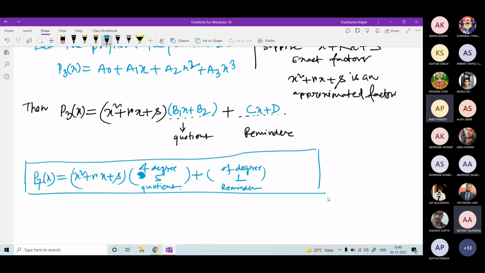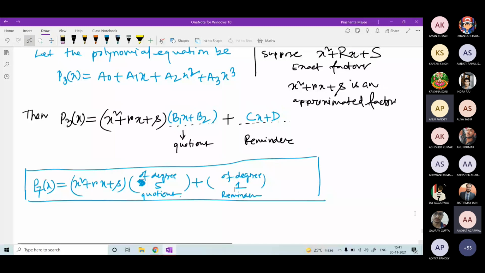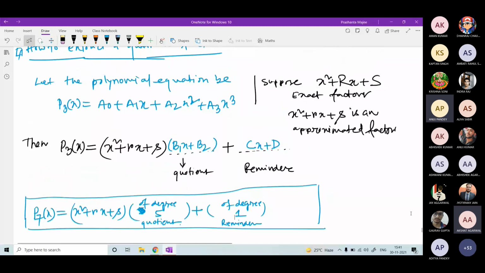Okay, so let us go back to the previous calculation. We want to understand the method with the third degree polynomial equation. So we have assumed that x² + rx + s is the exact factor and x² + rx + s with small r and small s is the approximated factor. So P3(x) equals this highlighted part. This is P3(x).